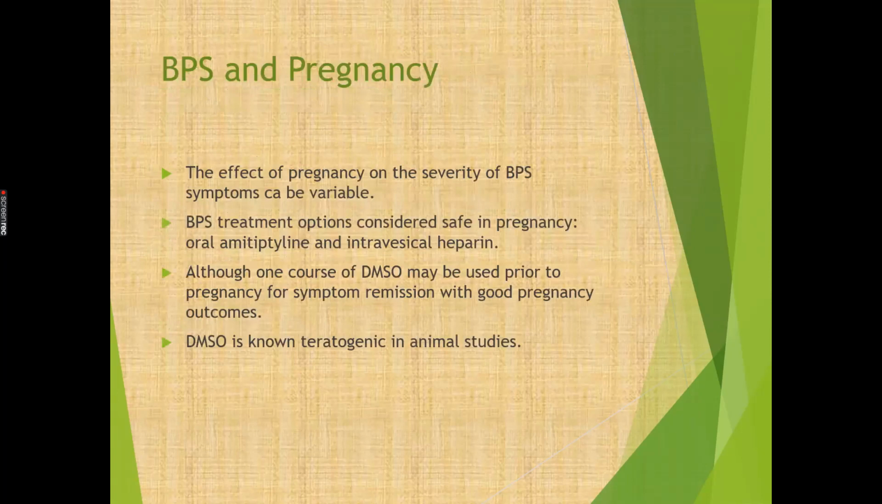Right, so coming to bladder pain syndrome and pregnancy, the effect of pregnancy on the severity of the bladder pain syndrome can be variable. Bladder pain treatment options considered safe in pregnancy are oral amitriptyline and intravesical heparin. Although one course of Depo-Medrol may be used prior to pregnancy, with some remission and good pregnancy outcomes, some Depo-Medrol is found to be teratogenic in animal studies.